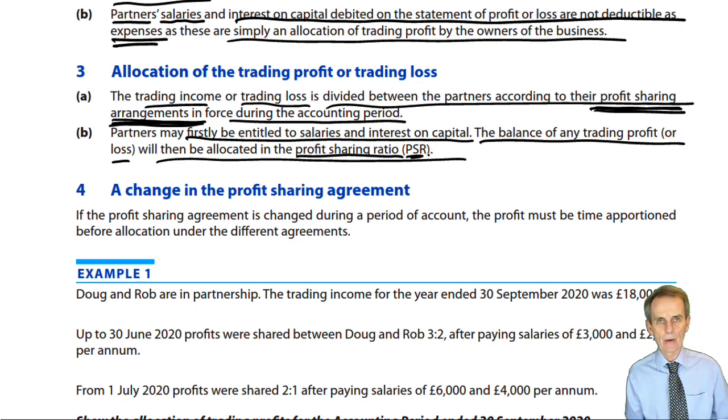Now, some of you will immediately recognise that you've done this exercise before in accounting. There you were dealing with just an accounting profit, but you apportioned that between the partners according to the self-same agreement. Were the salaries to be credited? Was the interest on capital to be credited? And what balance then in the profit sharing ratio? That would be credited out to each of the partners. All we are doing here in tax is taking not the accounting profit, but the tax-adjusted trading profit, and we are splitting that between the partners, again, according to that profit sharing agreement in force during the accounting period.